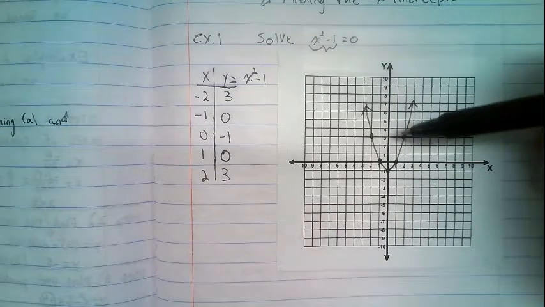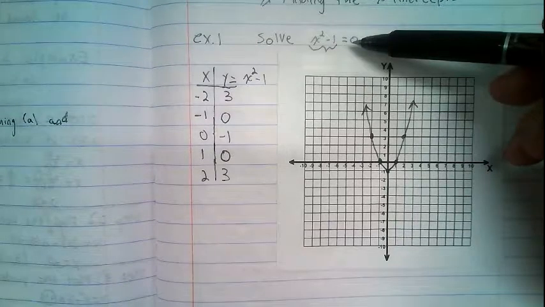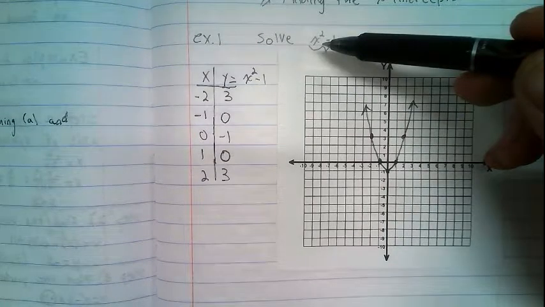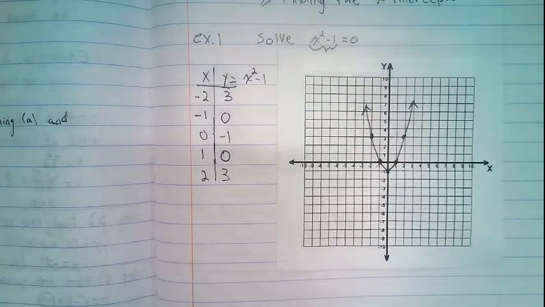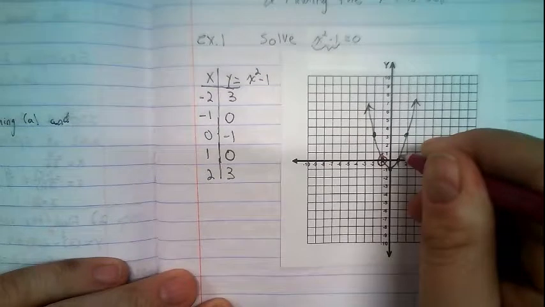I'm looking for the values that make x squared minus 1 equal 0, because that's my solution for x. And those occur at the x-intercepts. Where are the x-intercepts in this one? Well, they're at negative 1 and positive 1.